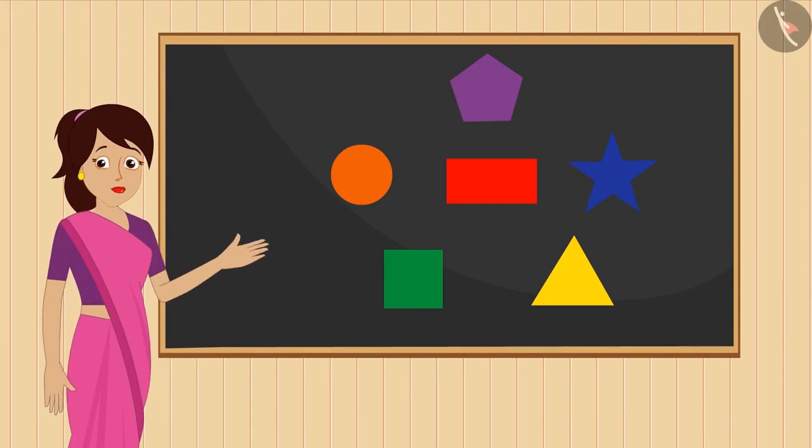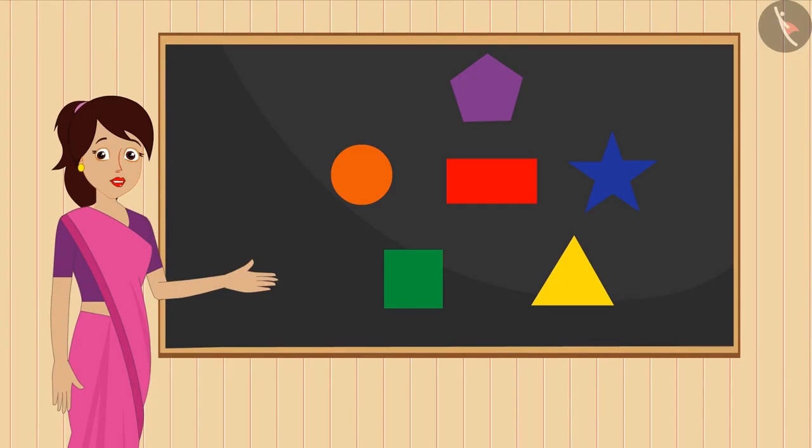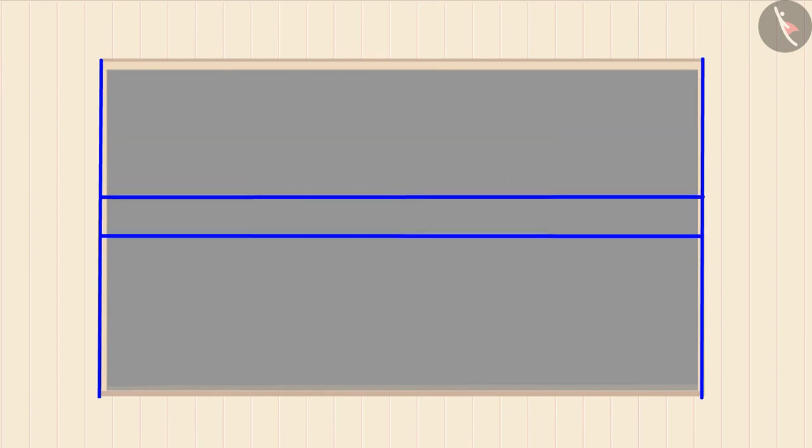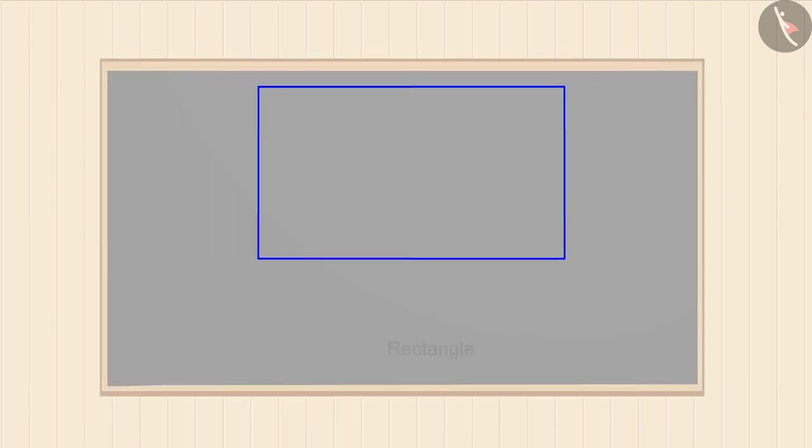Students, so can you identify the shape of this blackboard? If you observe this blackboard carefully and trace the four sides of the blackboard with the help of a chalk on the wall, which shape will you get? You can see that the length of the traced figure is the same and the width is also the same. So this is a rectangle.